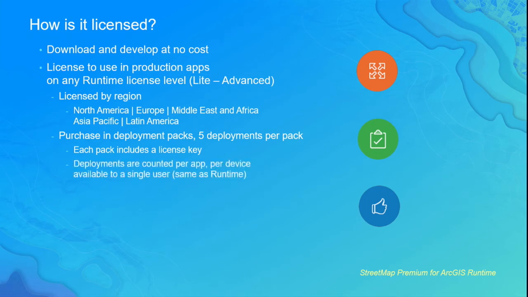Five deployments, how are deployments counted? They're counted just like runtime counts them. It's per app, per device, available to a single user, right? So every time you take one of those keys and put it in an app and install it on a device, that's a deployment. If that device is available to multiple users concurrently, each concurrent user that can access it is a license, right?